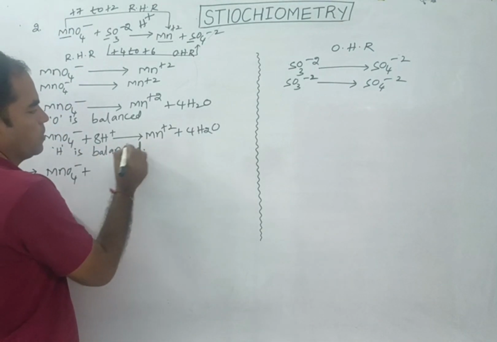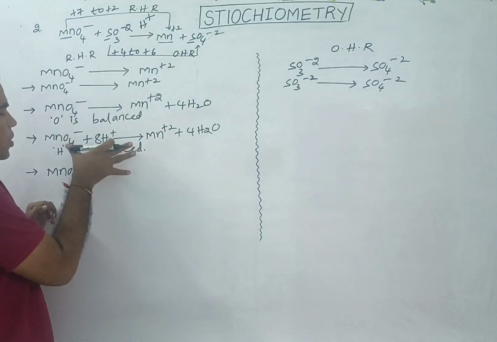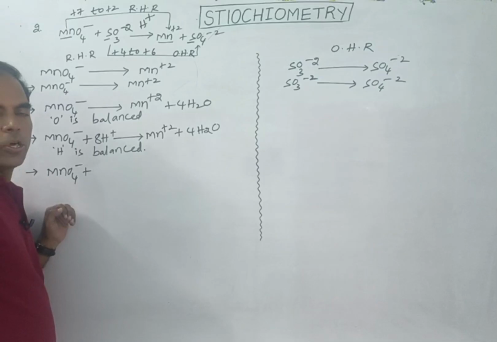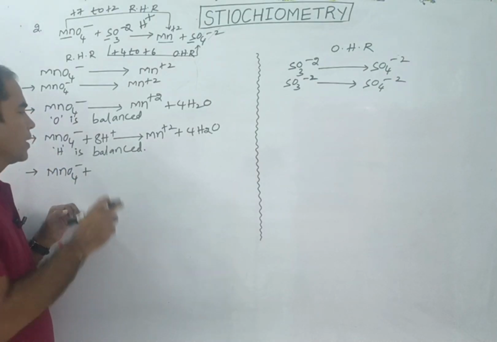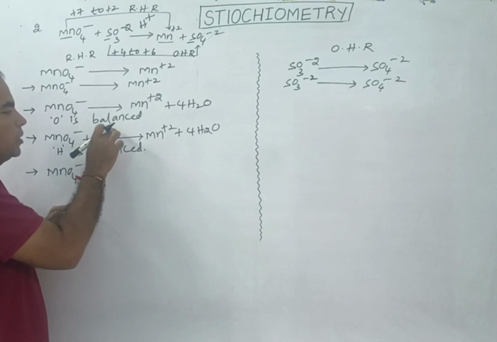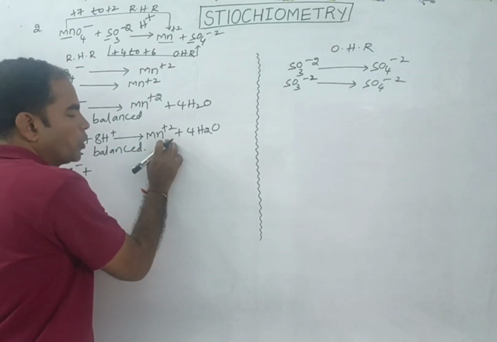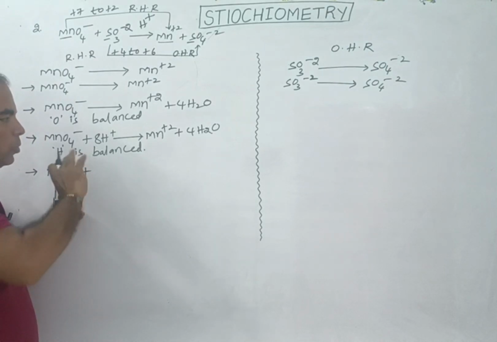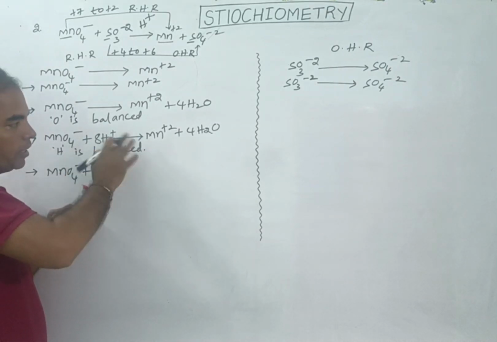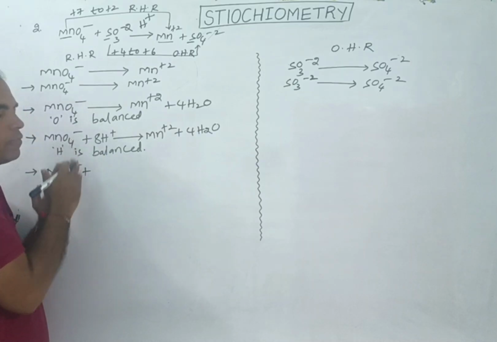MnO4⁻ + 8H⁺ → Mn²⁺ + 4H2O. Hydrogen is balanced. Now balancing the charges. To balance the charges, you have to observe the total net charge. 8 positive ions, 1 negative ion, that means 7 positive. Here only 2 positive. To balance the charges, we should add electrons on the left side.